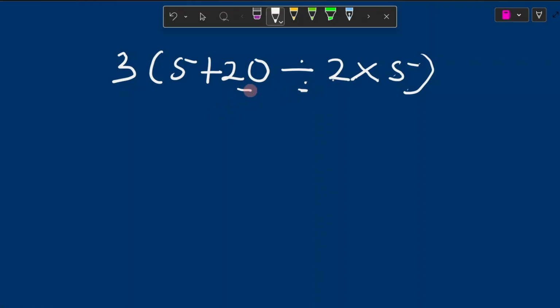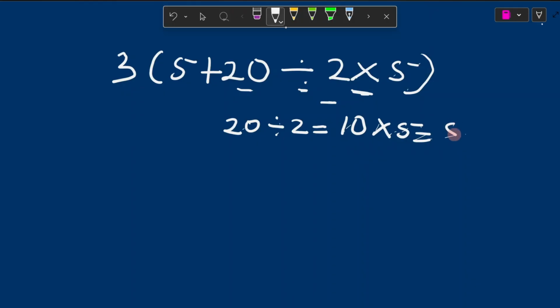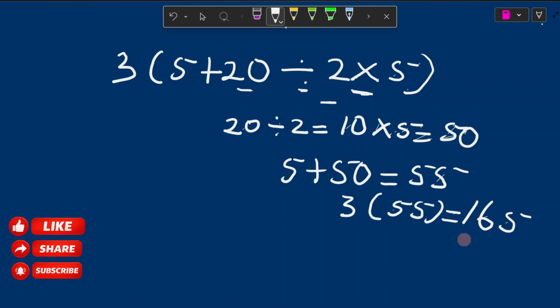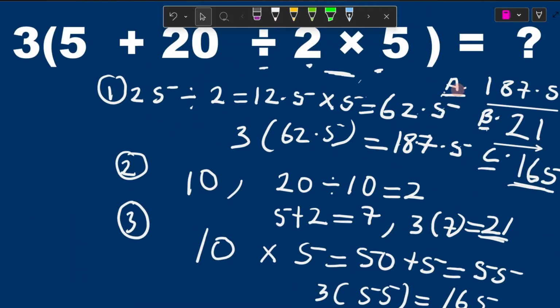So 20 divided by 2 will give us 10. And then after which we solve the multiplication. 10 multiplied by 5 will give us 50. So we now have 5 plus 50 to give us 55, and 3 multiplied by 55 will give us 165, and this is our answer. This shows that we belong to option C group, and this is the correct answer.